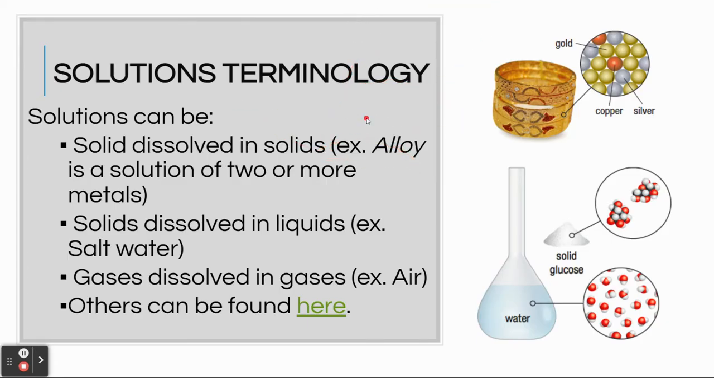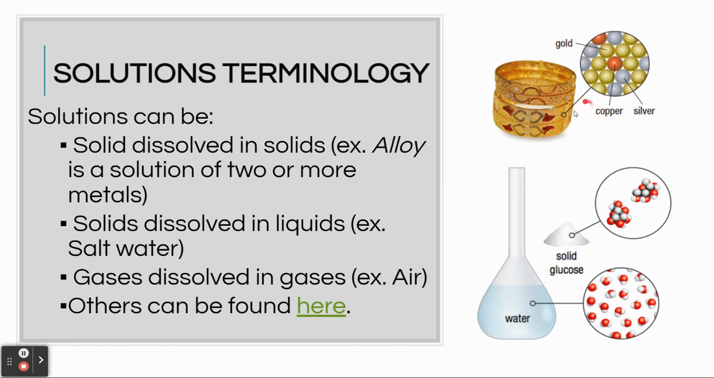So one important thing to understand about solutions is that they don't always have to be a liquid-solid solution. For example, we see water as a solvent and then glucose, which is solid, as the solute, and then we dissolve them. That's just one type of solution. There's much more than just liquid-solid solutions out there. You can have solid-solid solutions, what's called an alloy. An alloy is a solution of two or more metals specifically in their solid states.